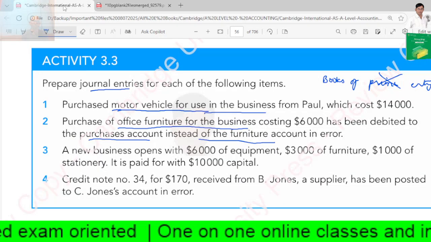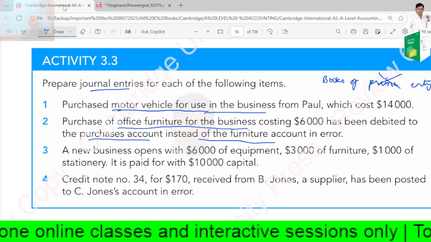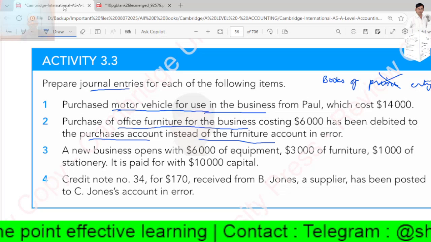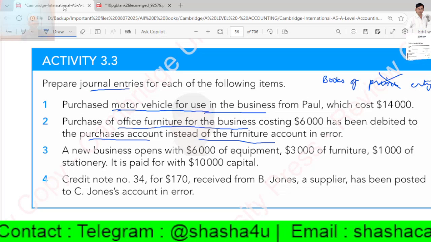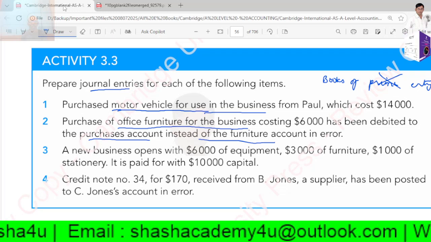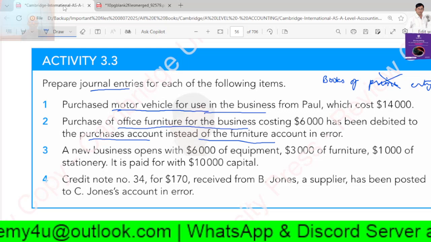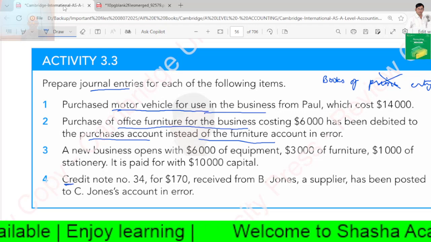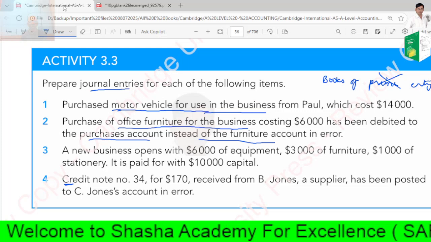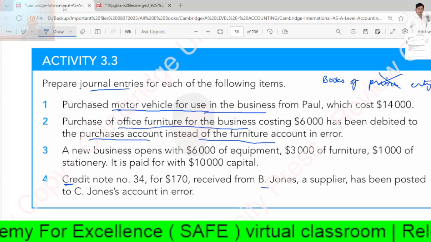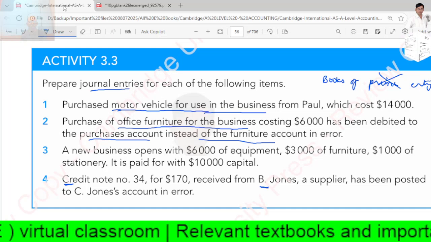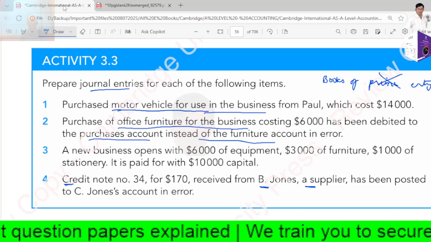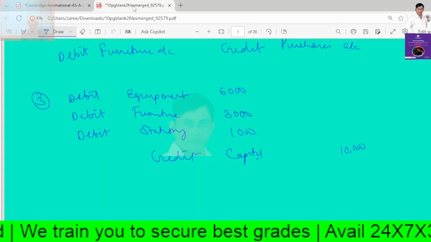Next, credit note number 34 for 170 received from B Jones, a supplier, has been posted to C Jones account in error. So what is the right entry? Received from B Jones. So we have received a credit note. So we have to debit B Jones, a supplier.